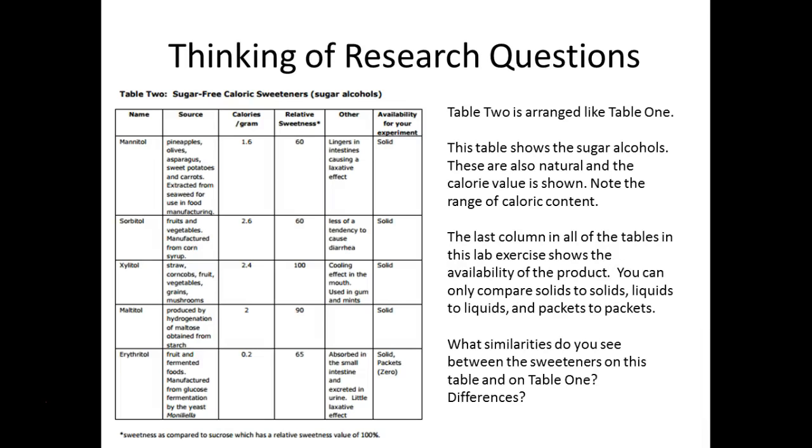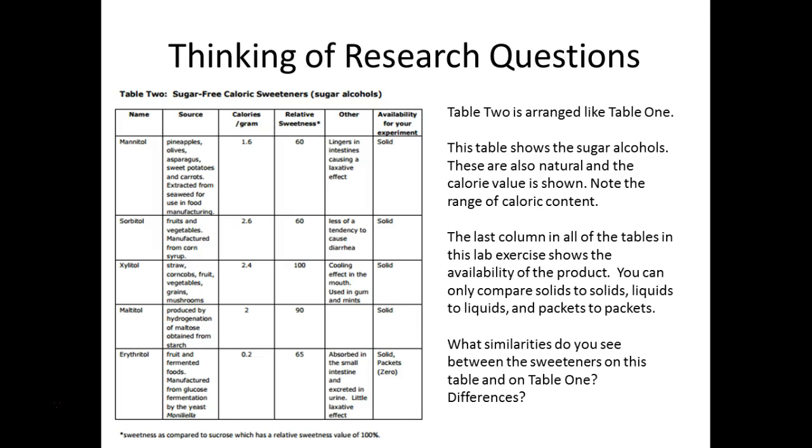The second table here takes a look at sugar-free caloric sweeteners. So these sweeteners have calories in them, but they do not have sugar per se. They are sugar alcohols. So these are commonly used for diabetics because they don't have impact on blood sugar like other carbohydrates, sucrose, fructose, or glucose would have. One of the problems with sugar alcohols is they draw water out of the intestines, and therefore they can cause diarrhea if you use them in large quantities.